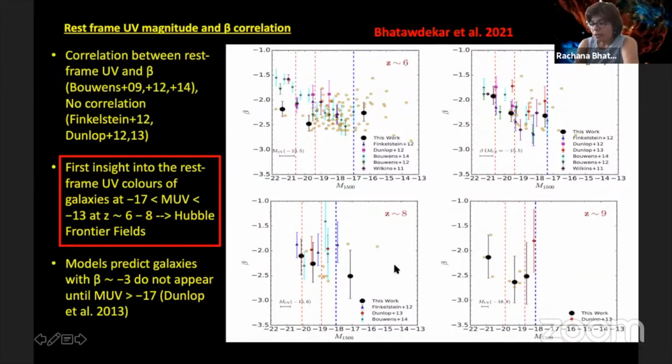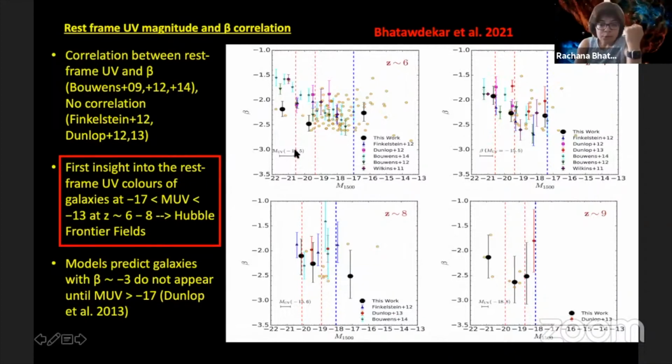And so with Frontier Fields, we are for the first time able to look at the UV colors of galaxies between minus 17 and minus 13. The reason this is particularly exciting is because models predict that values of beta equals minus 3 do not appear until magnitudes fainter than minus 17. So should we detect such blue slopes from these galaxies, we will potentially discover the very first evidence for very low metallicity star formation in the early universe.